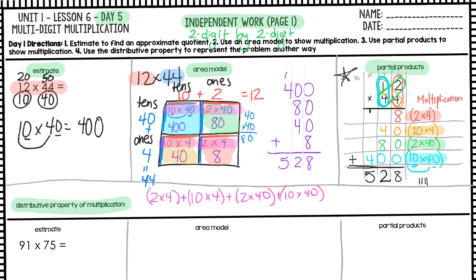Now, it doesn't matter if we write it from the smallest to the biggest or the biggest to the smallest. So another way that would also be appropriate is 10 times 40. Plus 2 times 40. Plus 10 times 4. Plus 2 times 4. There's all 4 of them. So either way, it is correct. We can also see all 4 of those over here as our multiplication to our partial products.